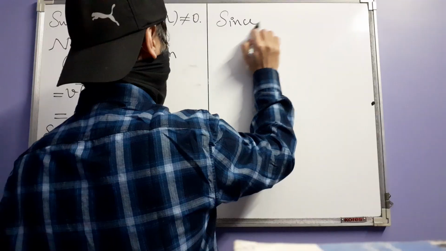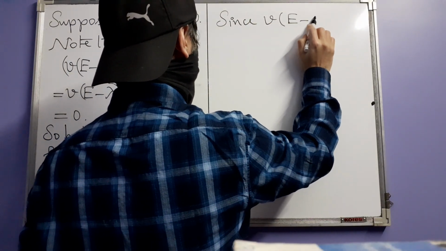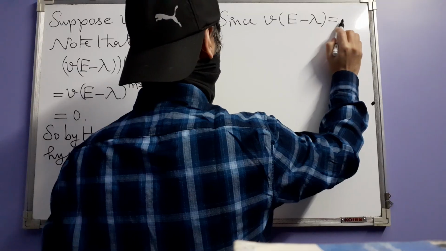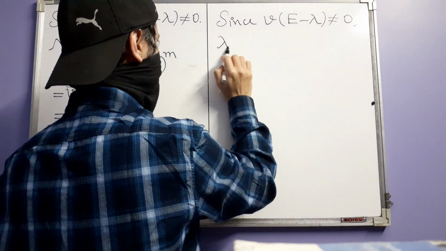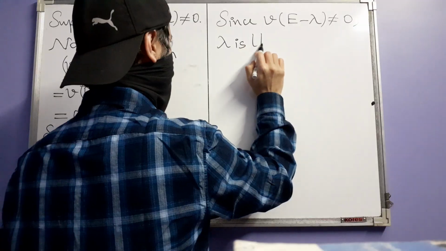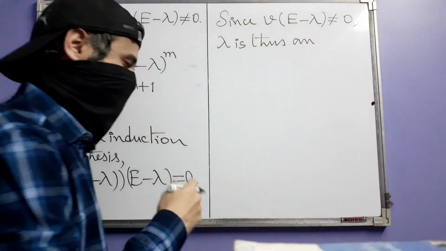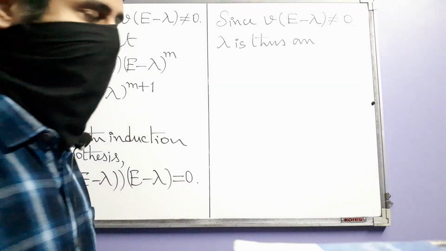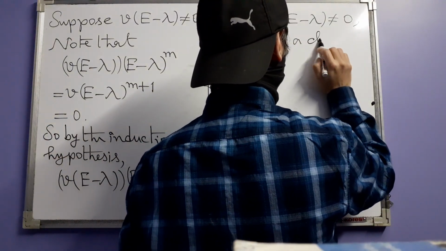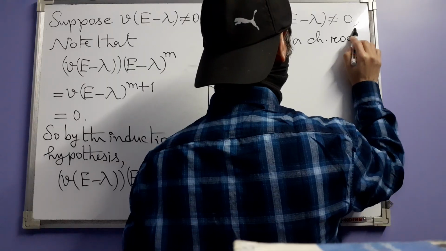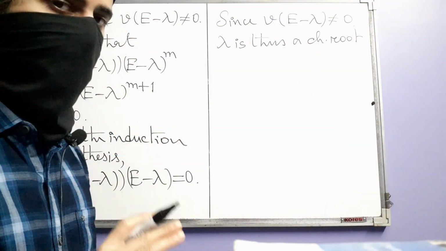Since this is not equal to 0, lambda is thus, I keep on saying eigenvalue, a characteristic root, because we do not use the word eigenvalue in this book.